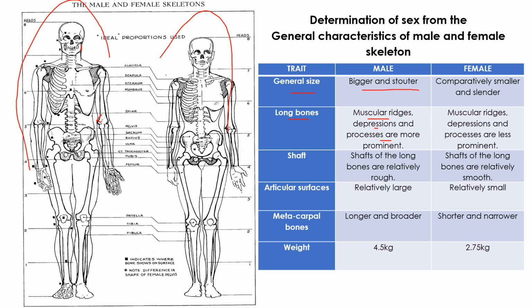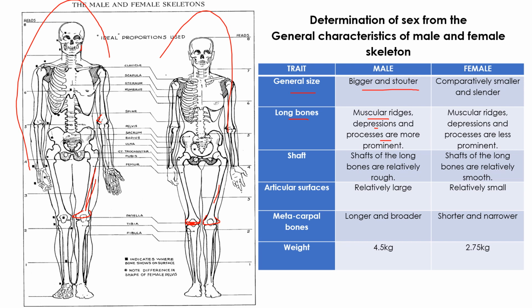So this is the long bone, the femur. If you see the shaft of the bone, it is very rough in males and relatively smooth in females. And next is articular surfaces. Articular surfaces are seen in the joints, so the surfaces of the joints are called articular surfaces, and they are relatively large in males. Here we can see this is large, and the surfaces are small in females.